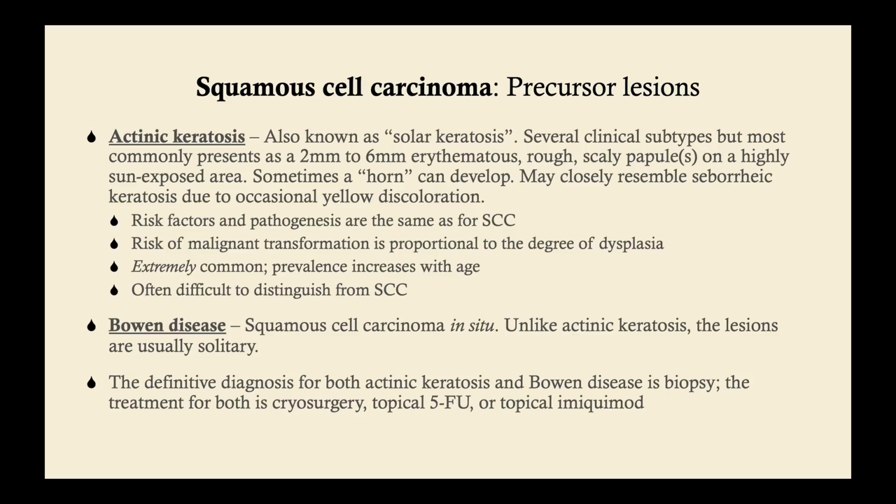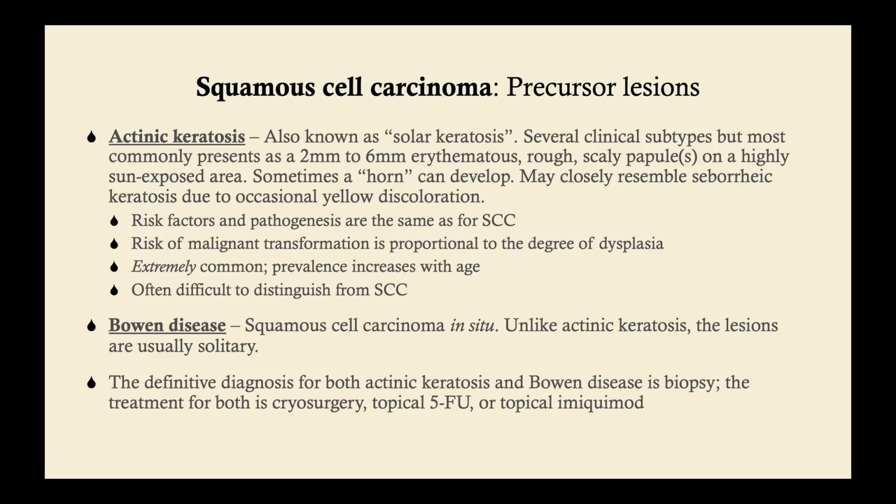Risk factors and pathogenesis are the same as for squamous cell carcinoma. The risk of malignant transformation is proportional to the degree of dysplasia, which obviously you wouldn't know unless you get a biopsy. It's extremely common. The prevalence increases with age, and often it's very difficult to tell apart from squamous cell carcinoma. Really good dermatologists can do it. If you're a general practitioner, you might not be able to. You might send them off to a dermatologist for a biopsy. Actinic keratosis is more likely to develop on chronically diseased or injured skin, so think places like burn sites, wounds, and stuff like that.